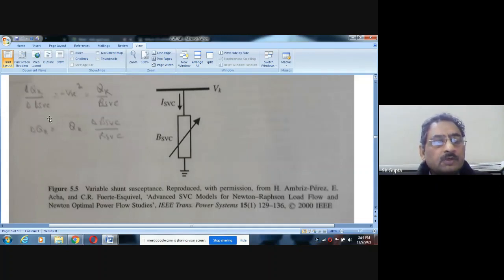So here from here we can write change in reactive power. This change in reactive power is equal to change in susceptance का यहाँ multiply कर देंगे, change in susceptance, Qk reactive power, और ये देखिए ये फॉर्मूला बन गया. ये जो फॉर्मूला है, change in reactive power will be the reactive power multiplied by change in susceptance by susceptance.